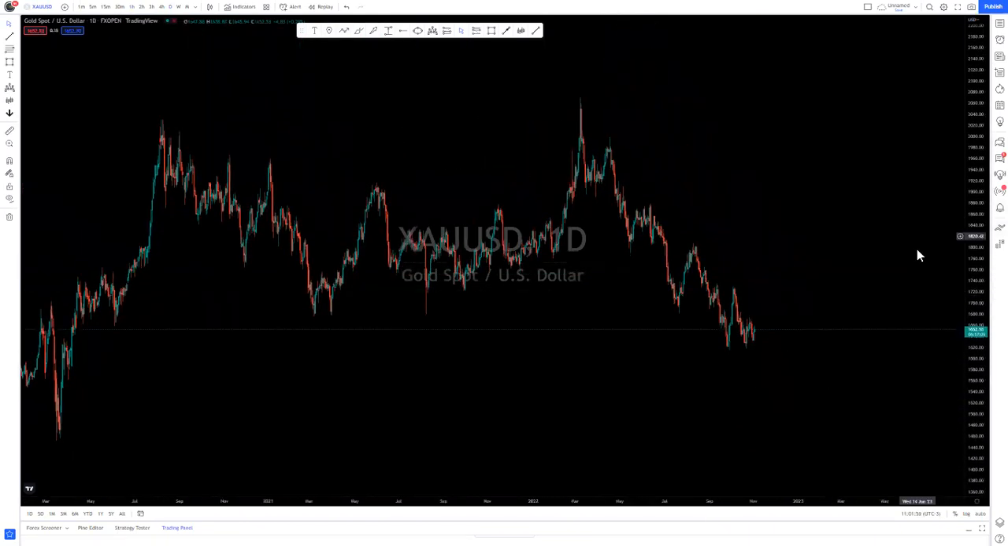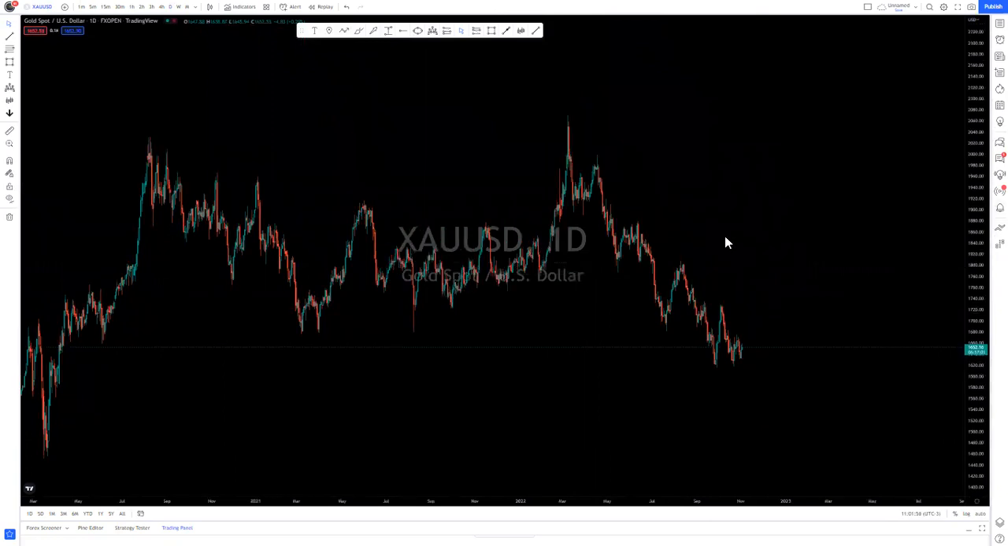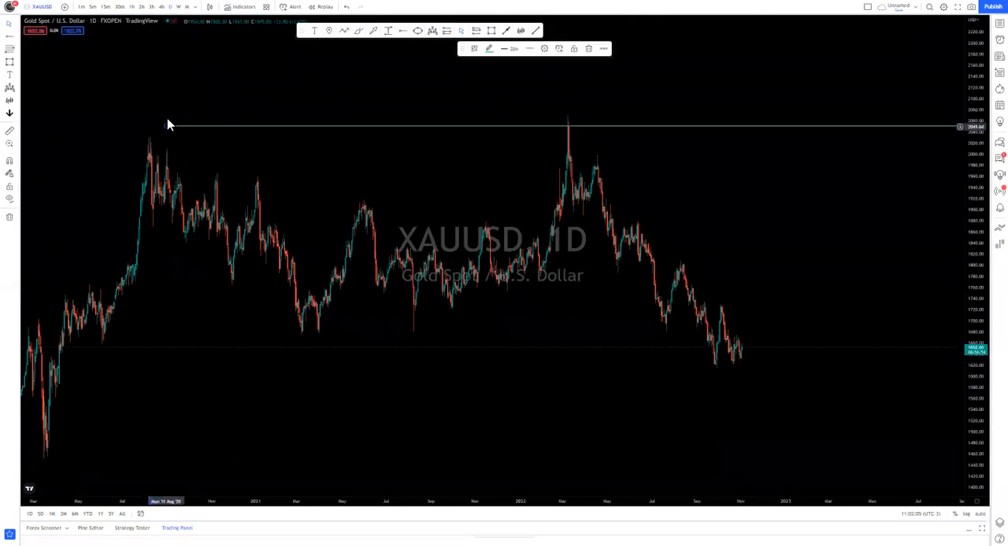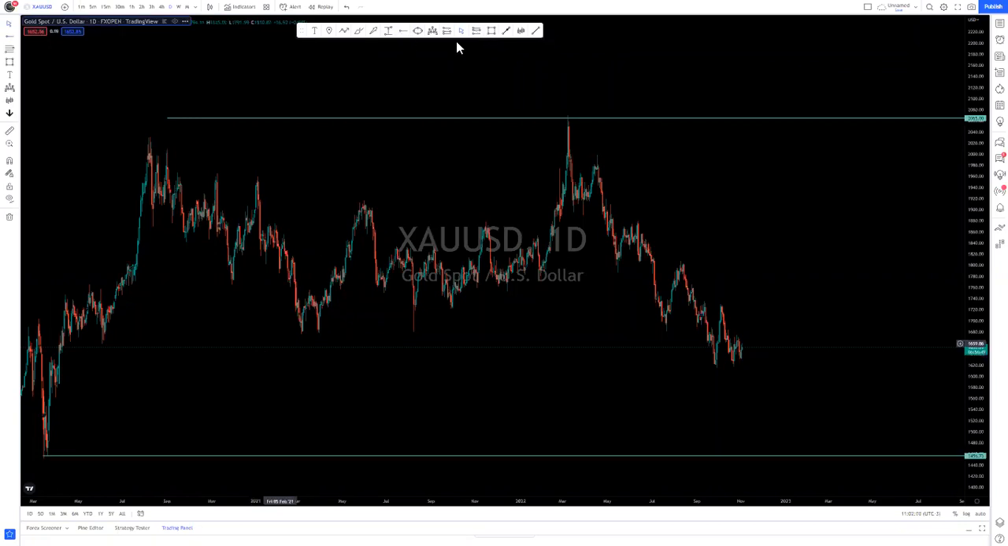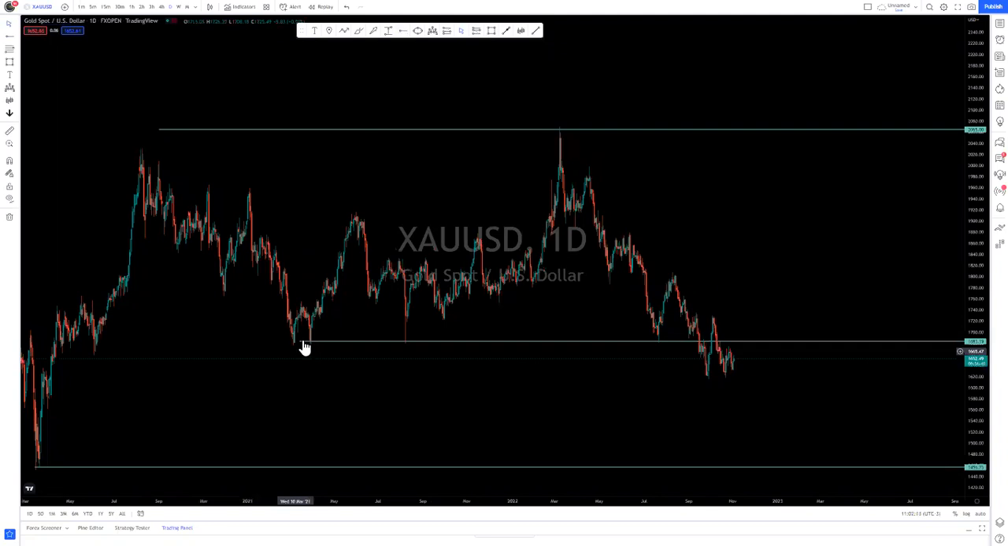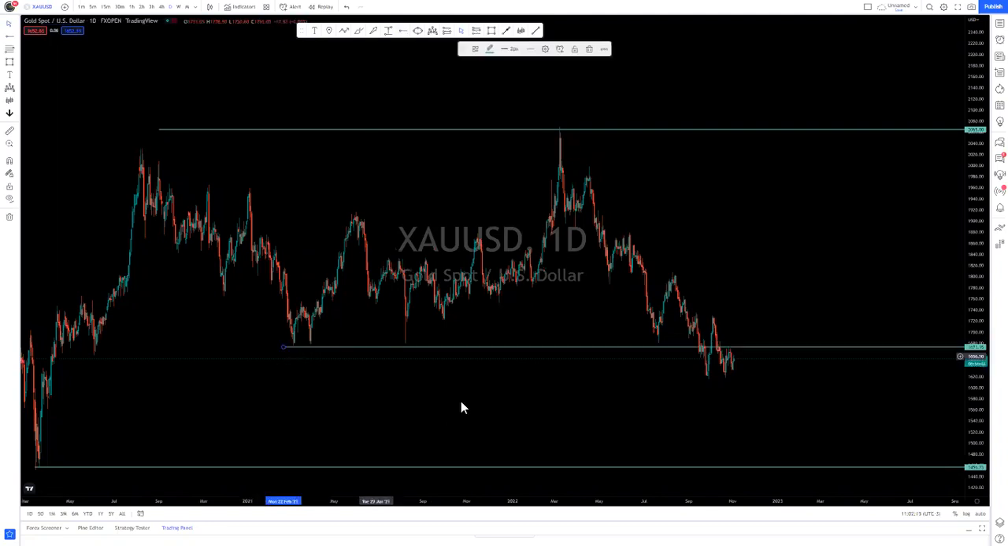So, okay, now we are on gold. With gold, we're gonna highlight the higher side, and then the lowest low, and then another lower low. So from the daily, we're gonna move to the 4-hour.